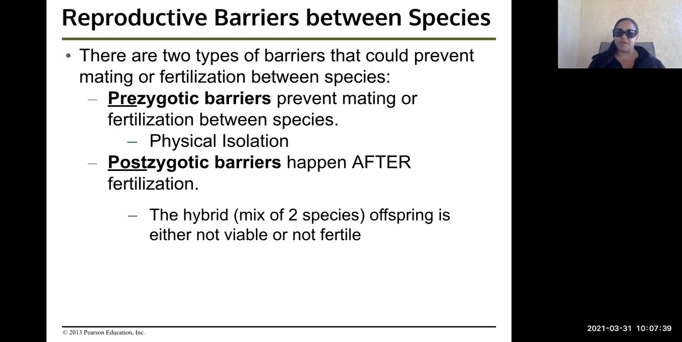And then post-zygotic barriers happen after fertilization. That's like the mule. The hybrid, or the mix of two species, offspring is either not viable or not fertile. Like I said, horses and donkeys can mate, they can even breed, but their offspring is not fertile.